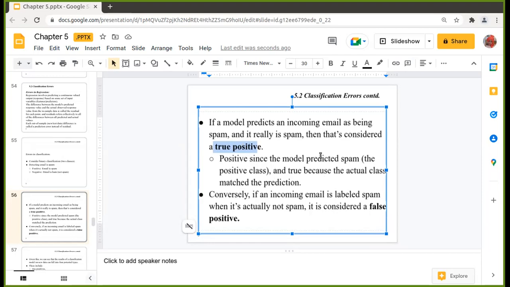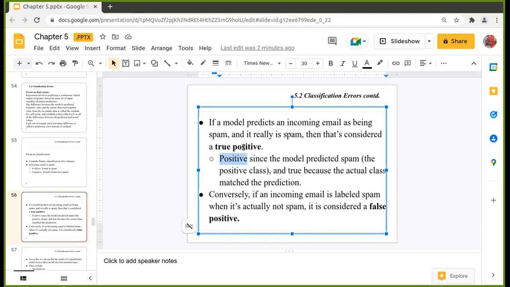Since the model predicted spam, that is positive, it means that this is a result of my prediction. Positive and negative are the results of my prediction, and true and false are the actual values. So true positive means that the email is detected as spam, and it is also a spam. Positive, since the model predicted spam as the positive class, and true because the actual class matched the prediction. So this is the first case.